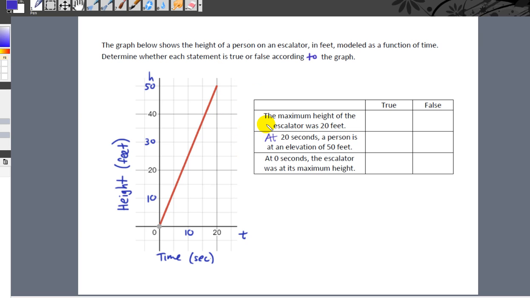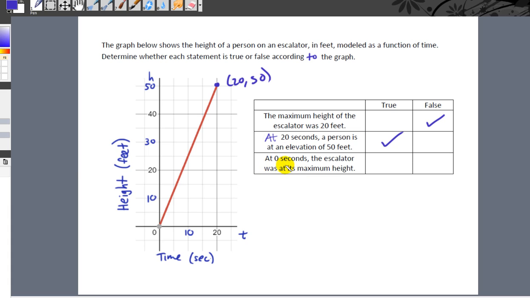The maximum height of the escalator was 20 feet. Let's see what we have here. I see the maximum height of the escalator is 50 feet. It's not 20 feet, so this is false. At 20 seconds, a person is at an elevation of 50 feet. That looks like it's right here, 20 comma 50. So at 20 seconds, the person is at an elevation of 50 feet. That is true.